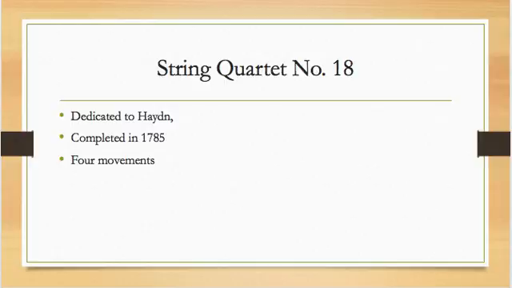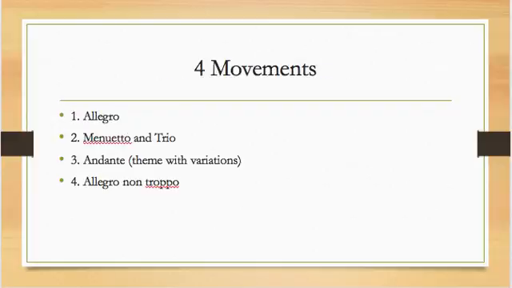Just a little bit of history about this piece. It is actually the fifth of six quartets that were dedicated to Joseph Haydn, the composer that Mozart was very familiar and friends with during the time, and it was completed in 1785, January 10th to be exact. And it actually consists of four different movements. The movements are Allegro, Minuetto and Trio, Andante, theme with variations, Allegro non troppo.